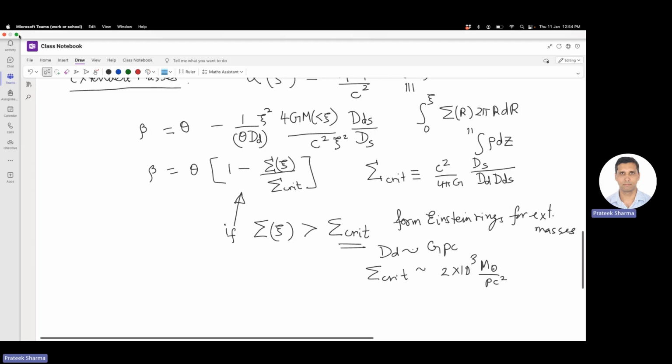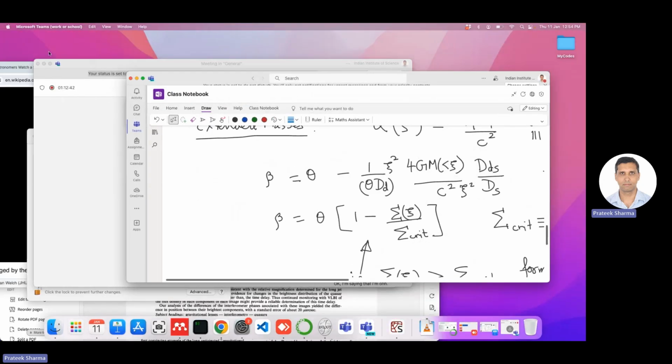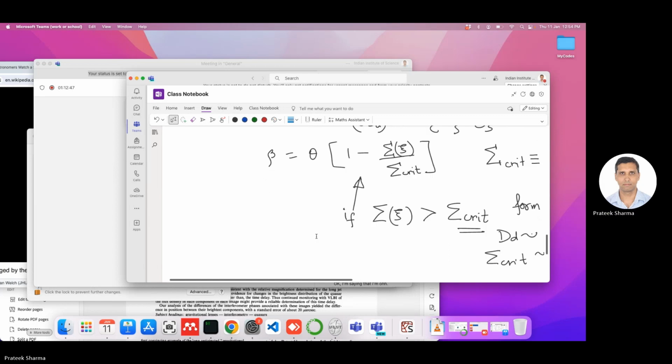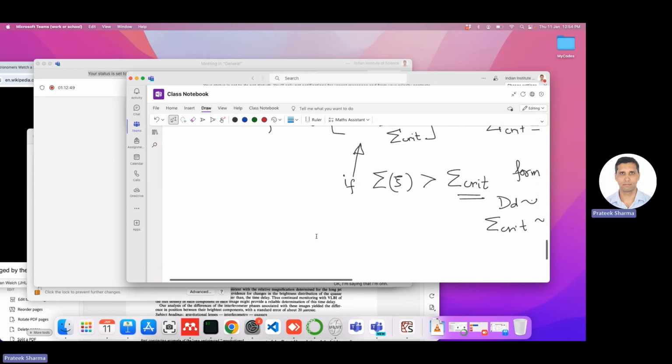so we still have 5 minutes. This is the projected distance.